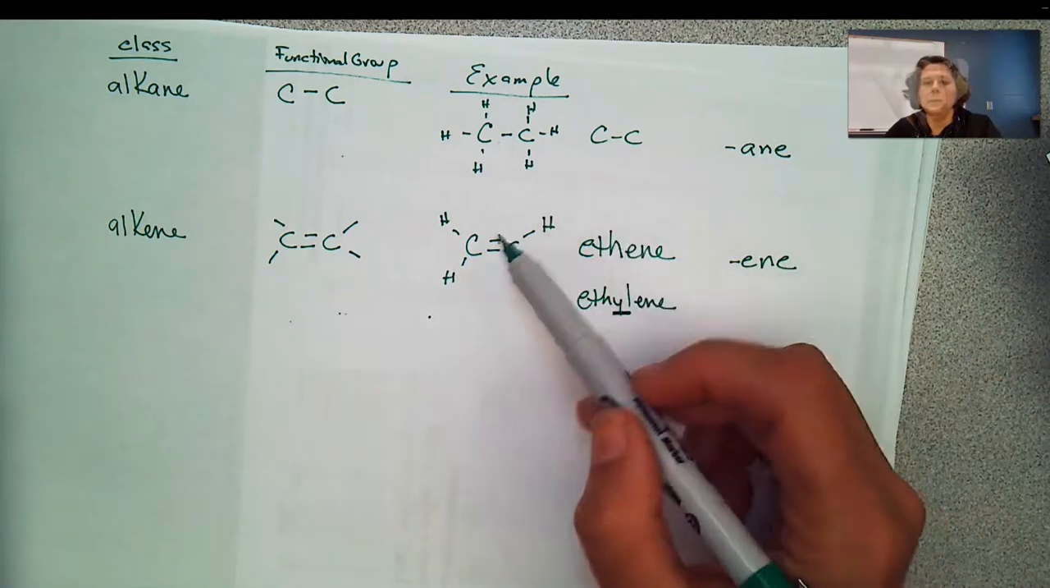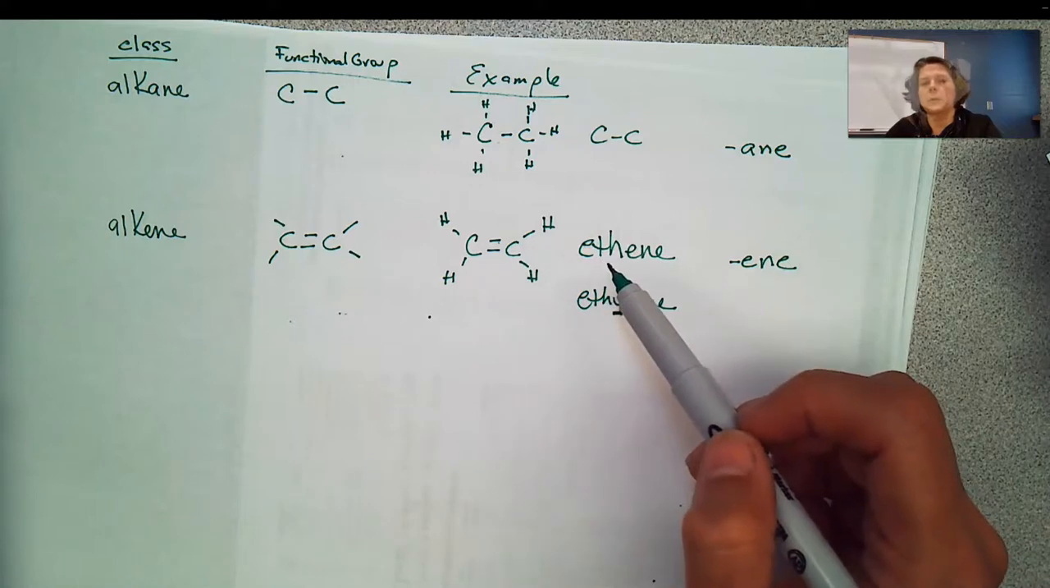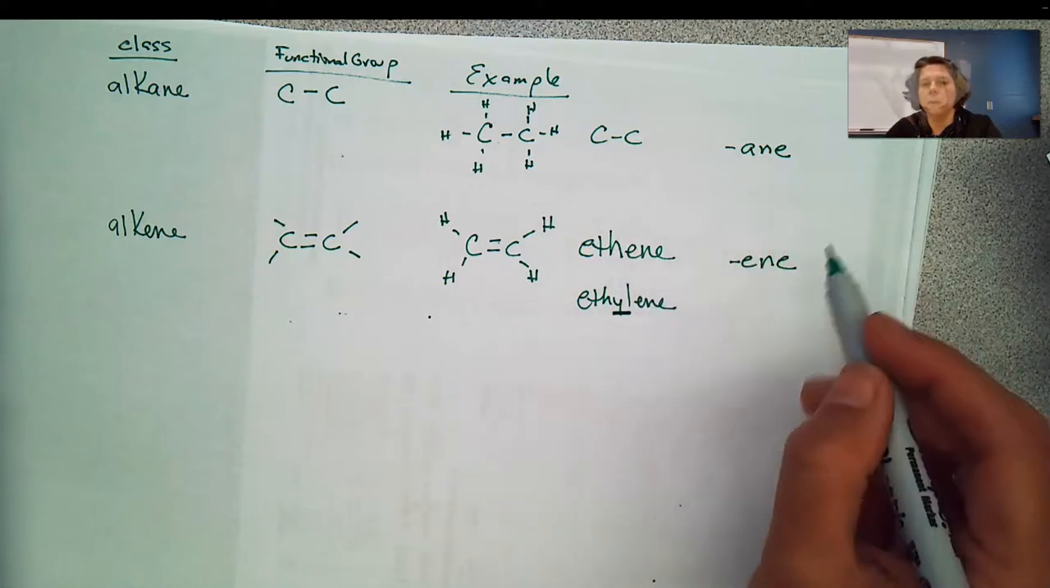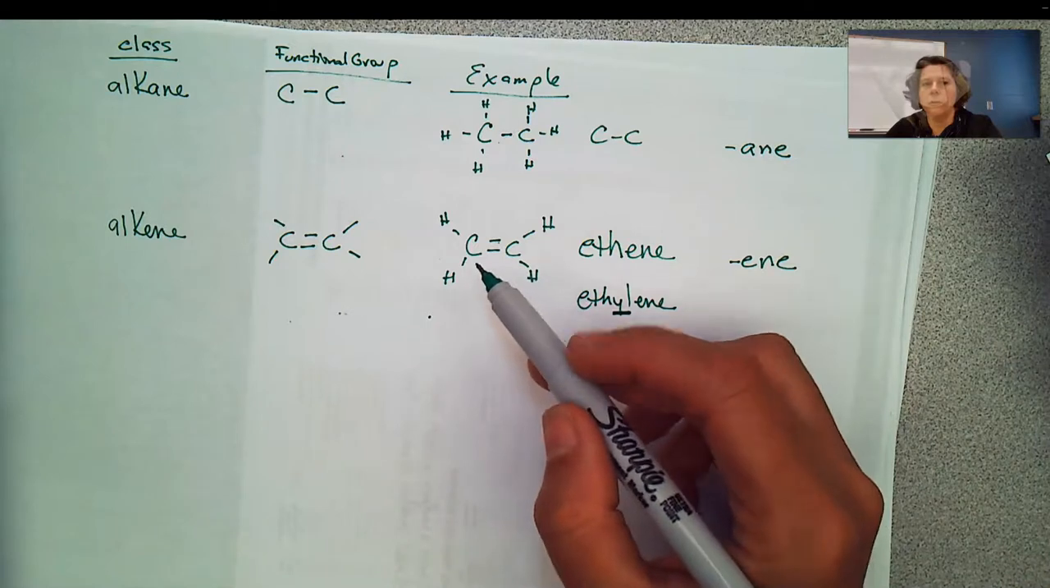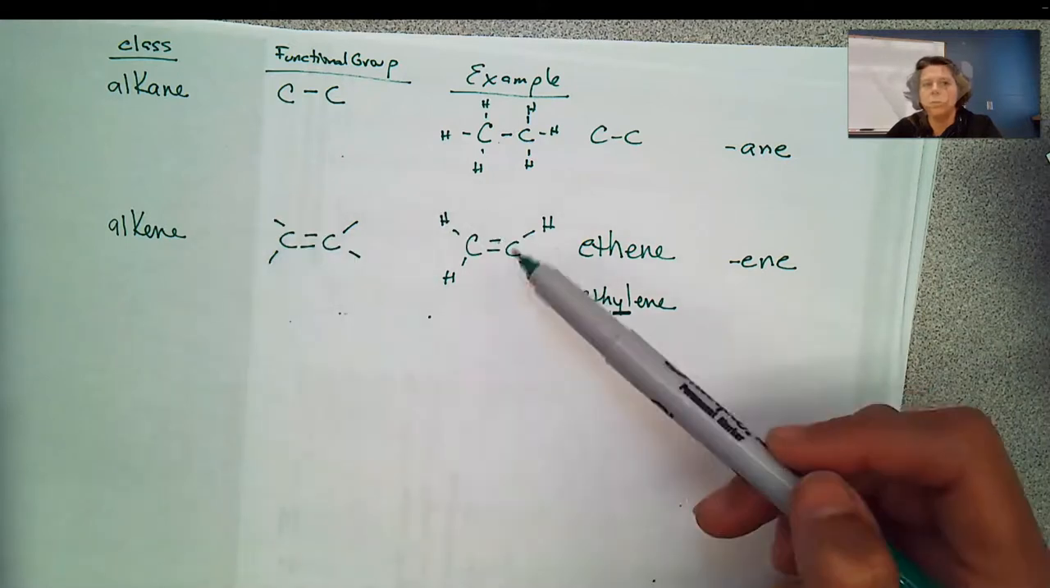So you count up the number of carbons. That becomes the first part of the word, and then the last part of the word is the functional group, and in this case, the functional group is 2 bonds together.